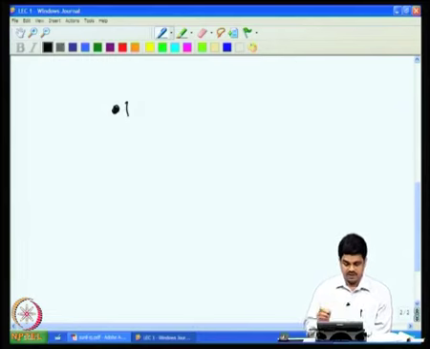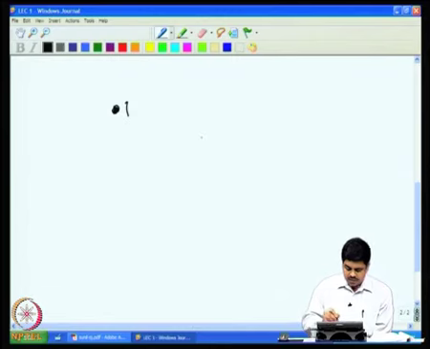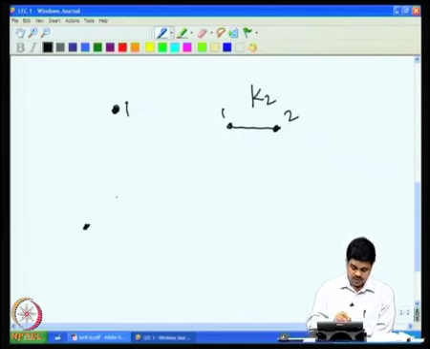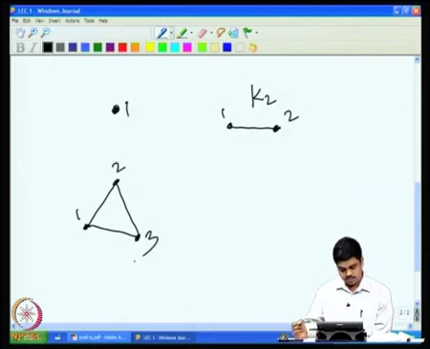So, we are talking about simple graphs here, and then suppose there are two vertices 1 and 2, then there is only one pair. So, this is a complete graph, called K2, the complete graph on 2 vertices. Suppose there are 3 vertices, then there are 3 pairs: 1-2, 2-3, and 1-3. This is the complete graph on 3 vertices.